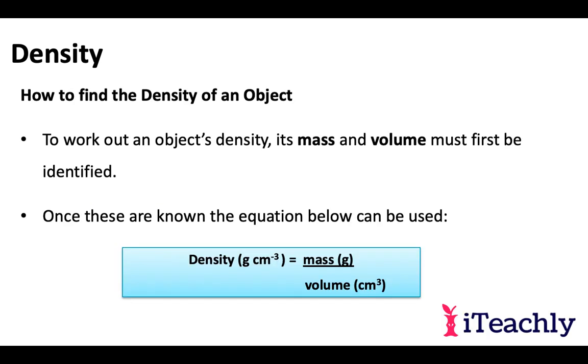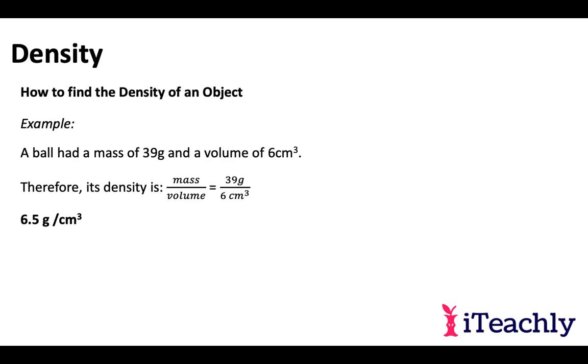So now let's look at the equation. Mass over volume is equal to density. Let's see if we can put this equation into practice. Here's an example. A ball has a mass of 39 grams and a volume of 6 centimeters cubed. Mass over volume, or 39 over 6, would be equal to 6.5 grams per centimeter cubed. We want to make sure that we have that label on that answer because we need to know what the 6.5 means.